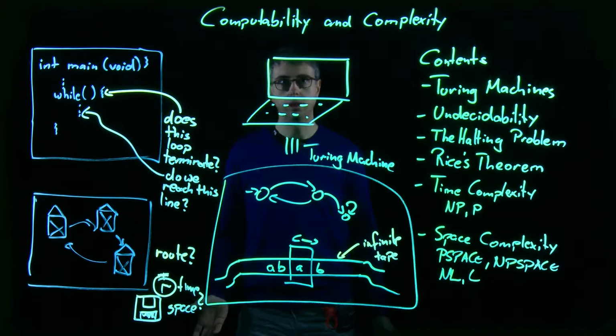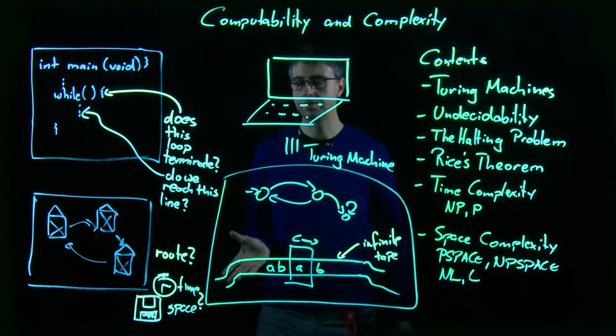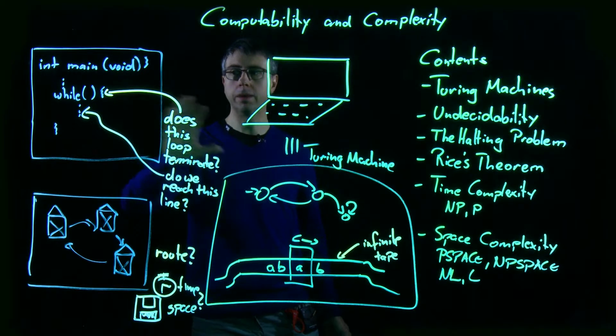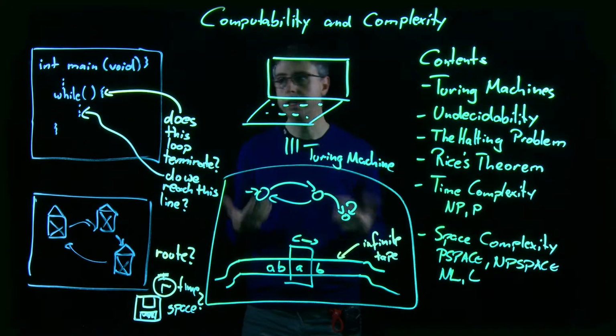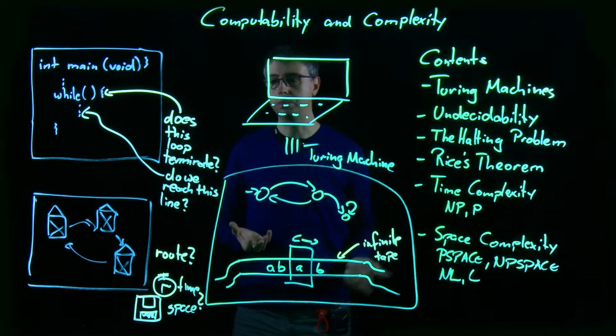So welcome to Computability and Complexity. In this MOOC we'll have a look at problems like, for example, this one. You have a program written, for example, in C or in Java containing loops, and we would like to know whether the loop terminates or not.